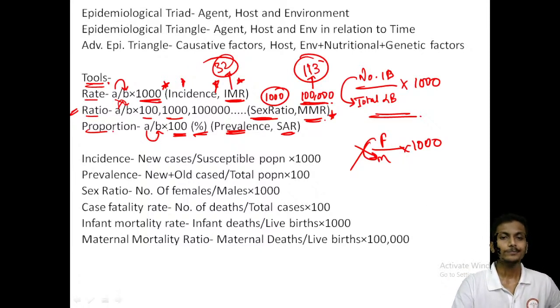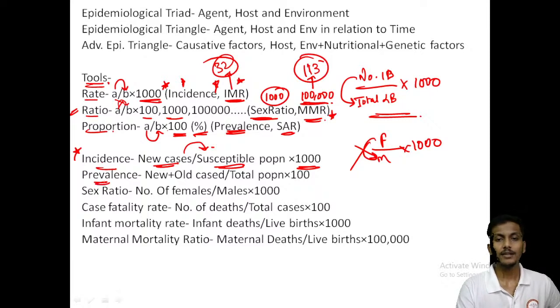Next is your incidence. Incidence is the new cases upon the susceptible population into 1000. As 1000 is the multiplier and A is part of B, therefore incidence is a rate.